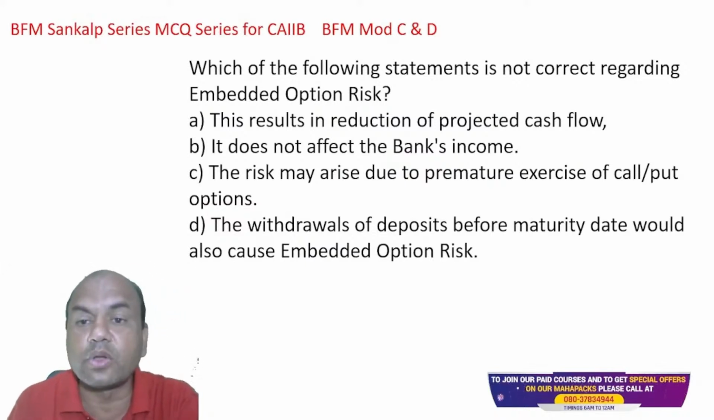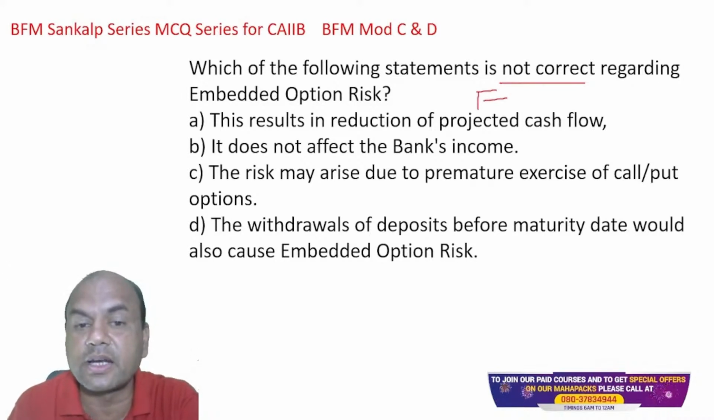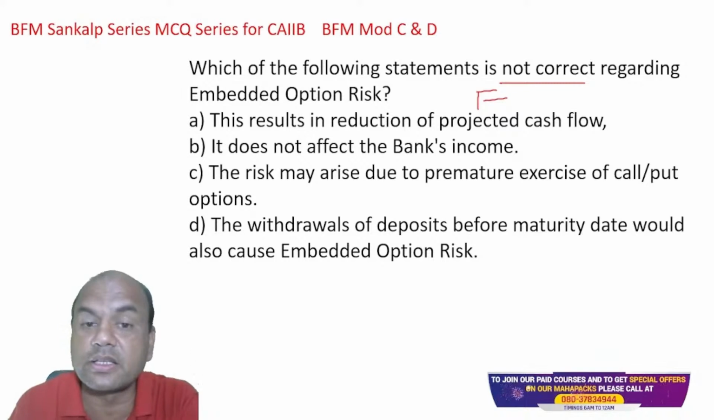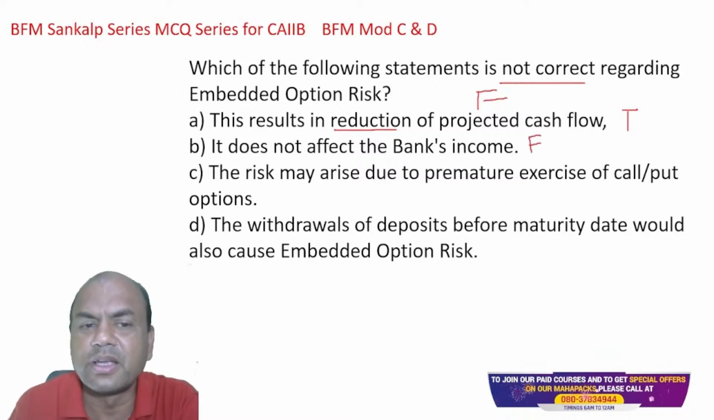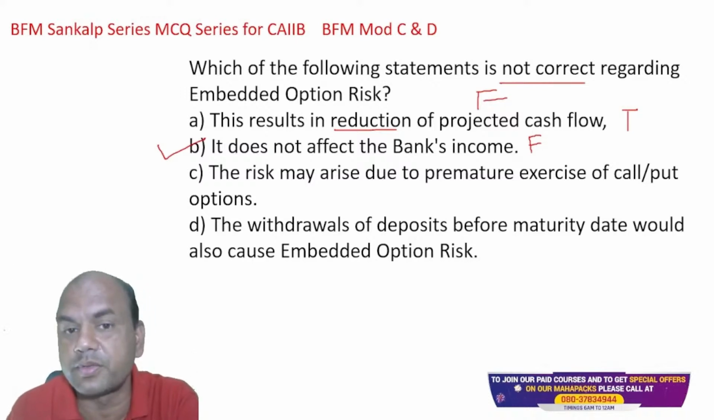Which of the following is not correct regarding the embedded option? We want a false one now. This results in reduction of the projected cash flow. Yeah, that is true. Okay. So we want a false one. Huh? It does not affect the bank's income. What is this? Does not affect. It is false. It does affect. So B is the right answer. Don't even look at C and D now because there's no option of all of these.